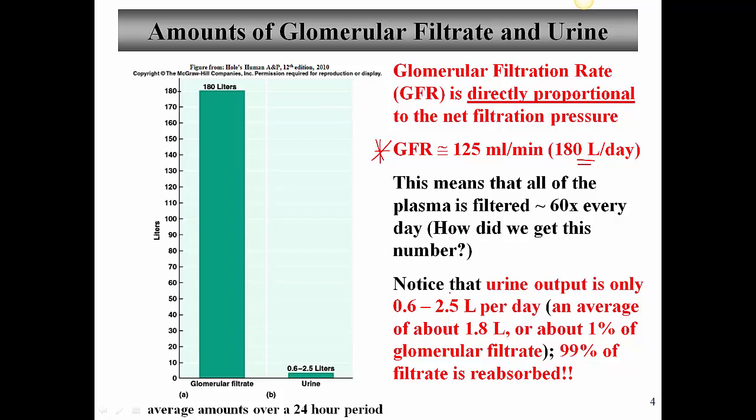The other thing that we want to mention is that urine output is only about 0.6 to 2.5 liters per day, or we say an average of about 1.8 liters.